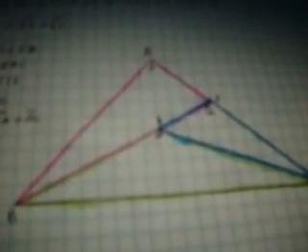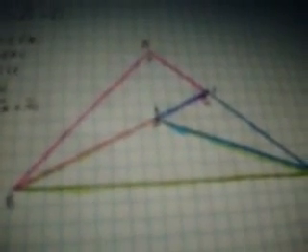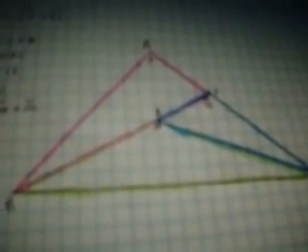Now, what he's wanting you to prove is that if you added the length of BA and AC together, you would have a greater length than BD and DC added together. Okay, how does he prove this?